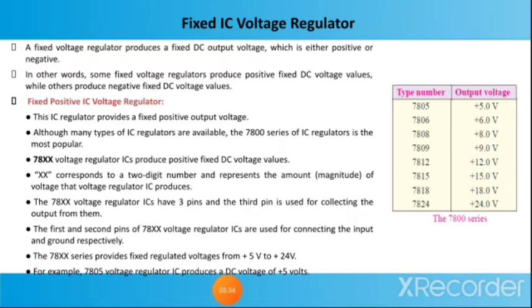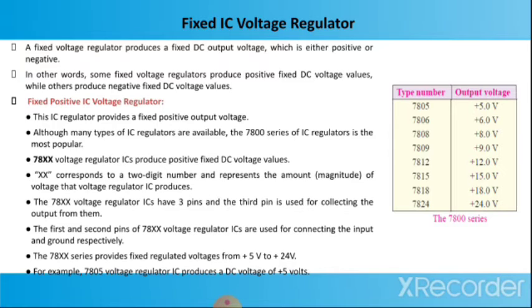The 78XX voltage regulator ICs have 3 pins, and the third pin is used for collecting the output from them. The first and second pins of 78XX voltage regulator ICs are used for connecting the input and ground respectively. The 78XX series provides fixed regulated voltages from plus 5 volt to plus 24 volt. For example, the 7805 voltage regulator IC produces a DC voltage of plus 5 volt.